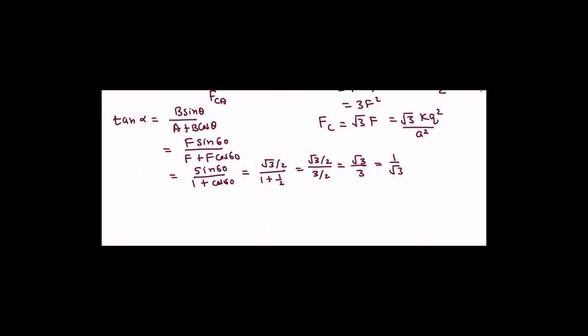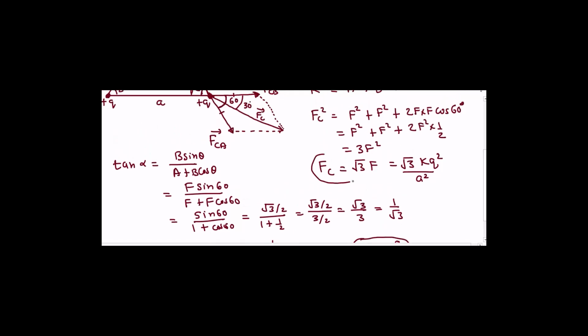Therefore, we get tan alpha is equal to 1 by root 3. Therefore, alpha is equal to root 3. Sorry, alpha is equal to 30 degrees, not root 3. 30 degrees, because tan alpha is 1 by root 3. Thus, we have found out the angle alpha is equal to 30 degrees. That will give us the direction of the resultant vector FC, and the magnitude we obtained over here, FC is equal to root 3 KQ square by A square.